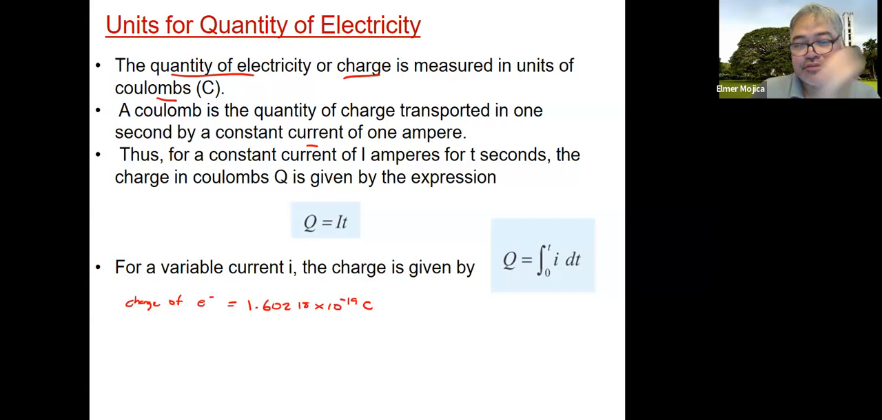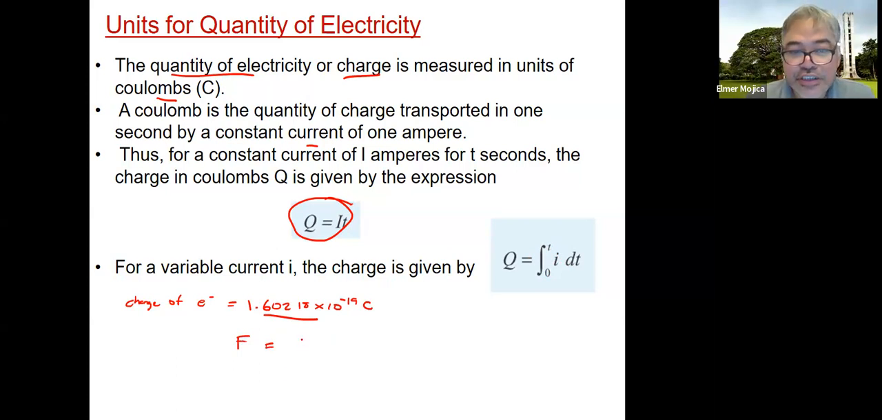Now, for a constant current in amperes for a time in seconds, the charge in coulombs is given by this expression. The charge is just equal to current times time. For a variable current, the charge is given by this integral: Q equals the integral from 0 to a certain time of the current, which changes with respect to time. If we have this as the charge, how do we get the Faraday constant?